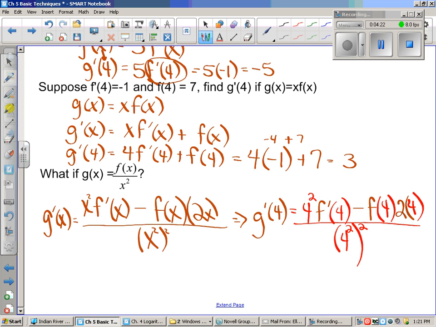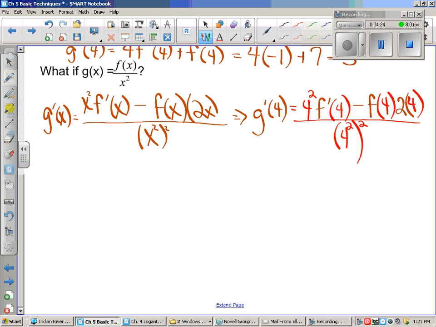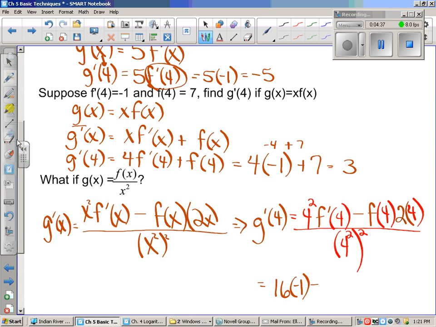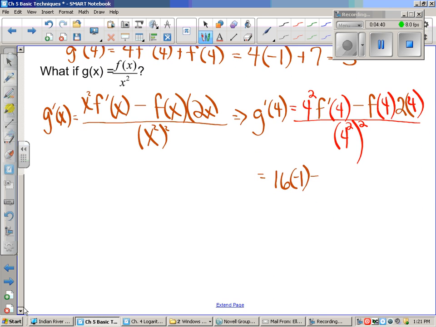So let's do that. What is 4 squared? 4 squared is 16. What's f prime of 4? Remember from above? It's -1. Minus f of 4, which it says is 7. So we're going to put 7 here. So -7 times 8. That's just 2 times 4. All over 16 squared. So again, -16 minus 56 all over 16 squared.